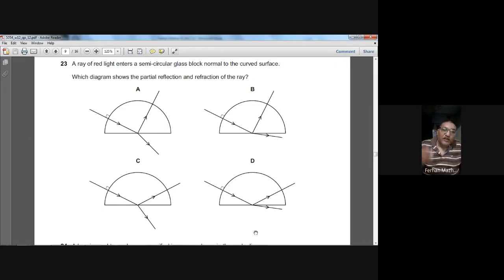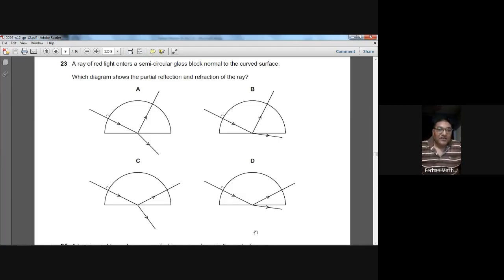When you actually draw the normal, as I have told you, you will observe that in figure A, for reflection, the angle of incidence and angle of reflection are not the same, so it's rejected. In figure B, when you draw a normal, you will observe that the angle of incidence and angle of reflection are not equal to each other. That's why figure B is rejected. When you draw a normal in figure C, you will observe that the angle of incidence and the angle of reflection are equal to each other. So for reflection, it is good.